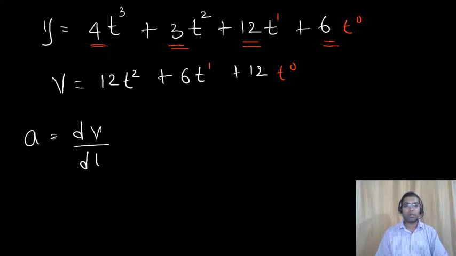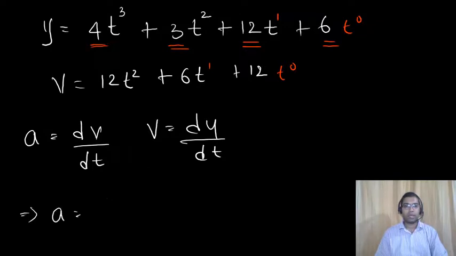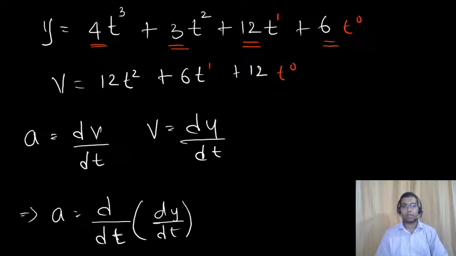Acceleration is the rate of change of velocity. So I can simply write it as dv by dt, but v is equal to dy by dt. That would imply acceleration is d by dt of dy by dt, which is nothing but d square y by dt square. That means we are differentiating the displacement two times in order to arrive at acceleration.